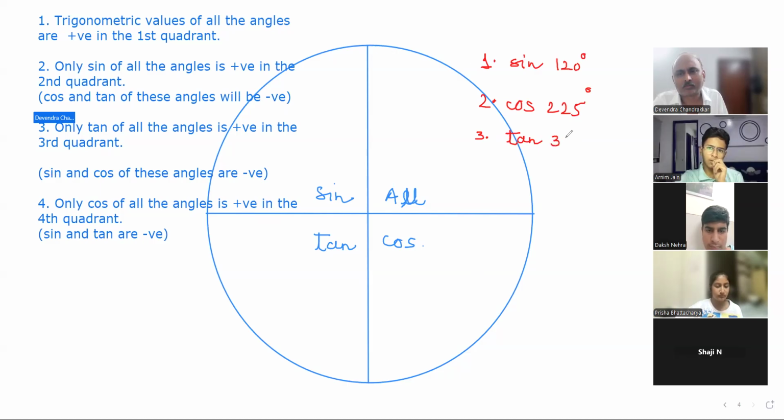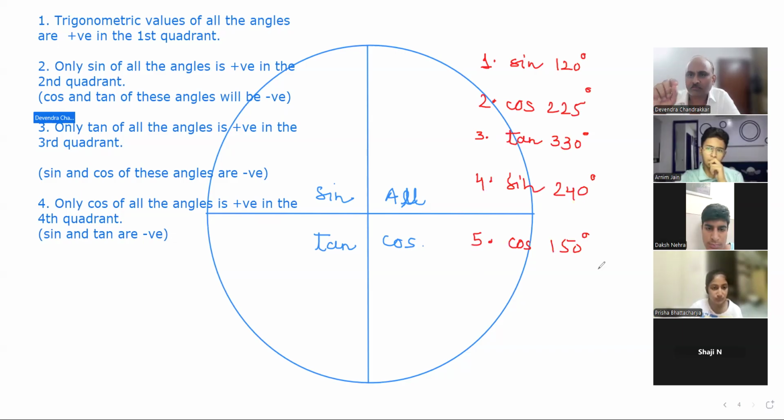So tan of 330 degrees. Just mention positive or negative. That's it. Okay. Please mention the signs of, only signs of these values. साइन मतलब नेगेटिव या पॉजिटिव बताना है, ठीक है? 1 to 5. Note these rules and then do this exercise.